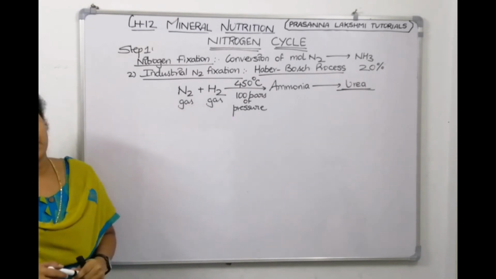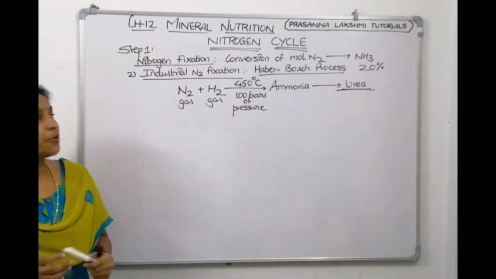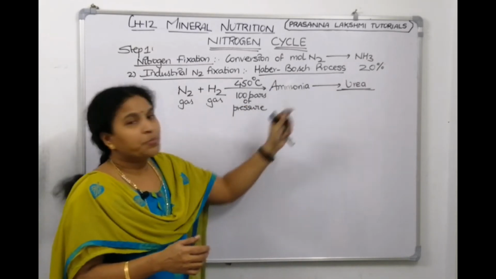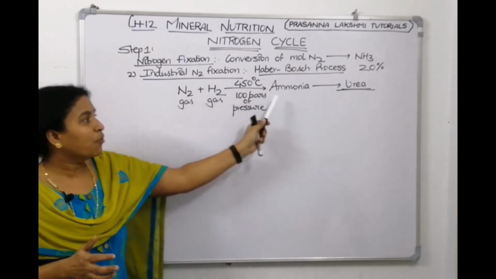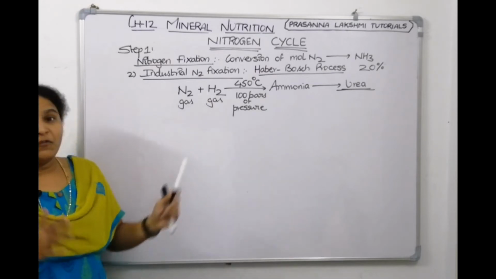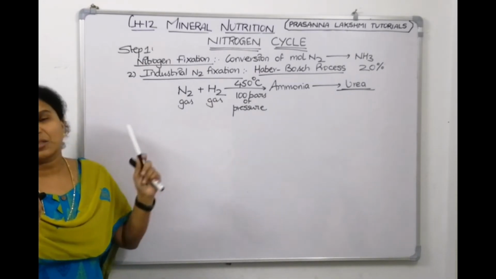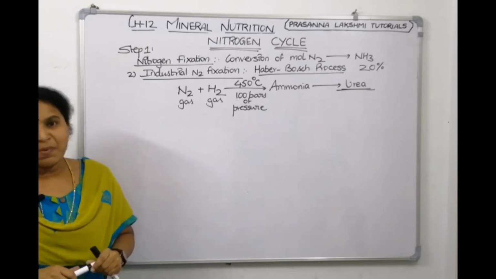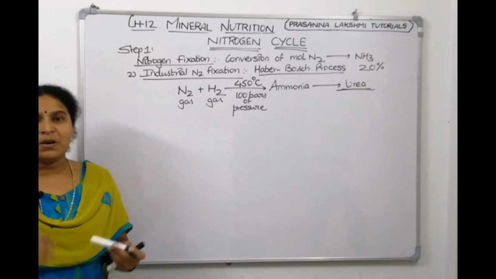Industrial process of nitrogen fixation. How do the industries or factories do it? What is the name of the process? Haber-Bosch process. They convert nitrogen gas into ammonia and then into urea. At 450 degrees centigrade they do it, and the pressure they maintain is 100 bars. Then urea is made. That urea the farmer will spray on the soil and plants will use it.